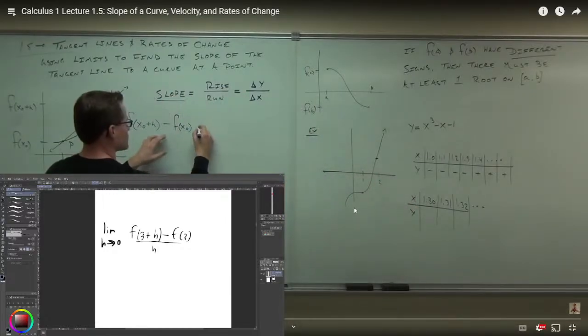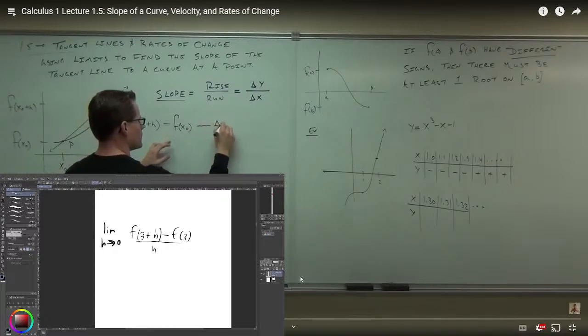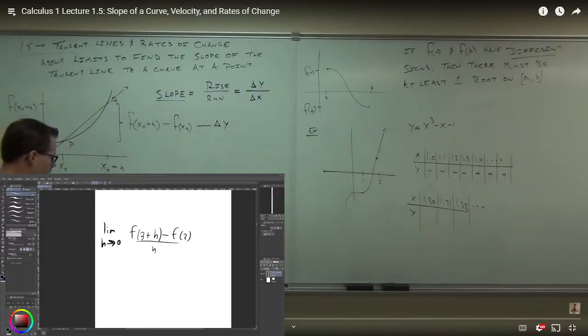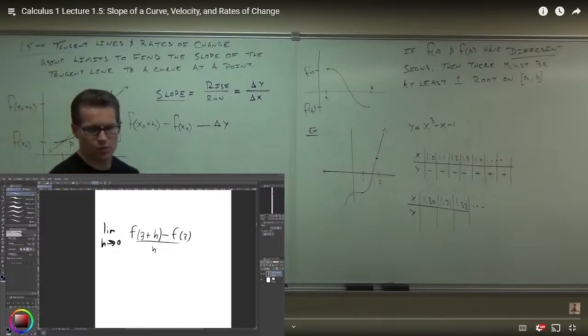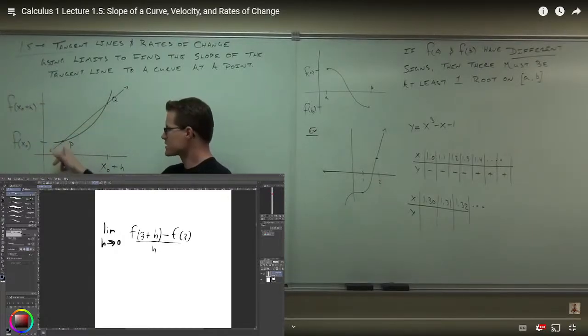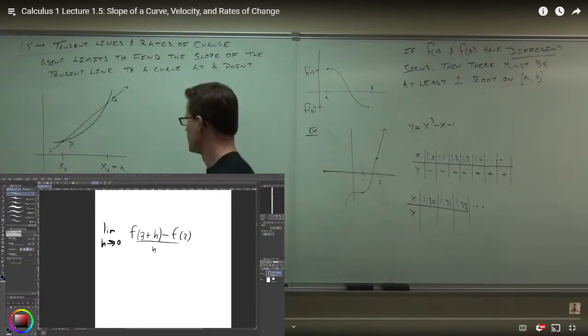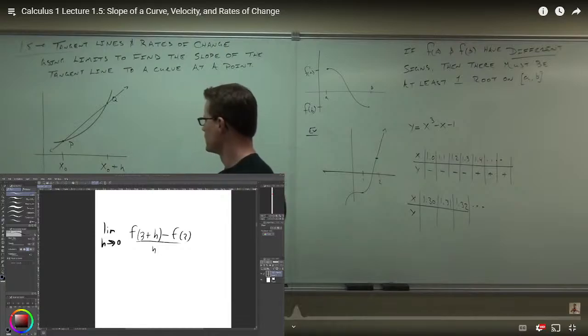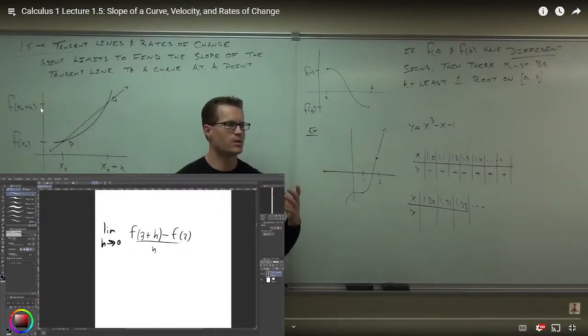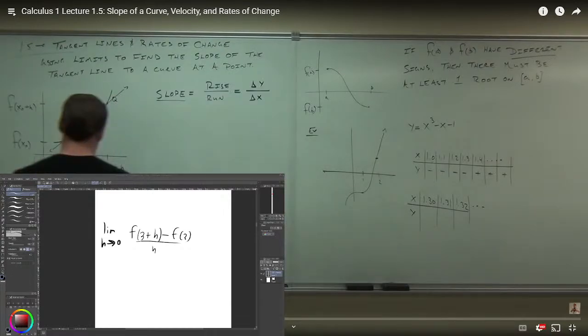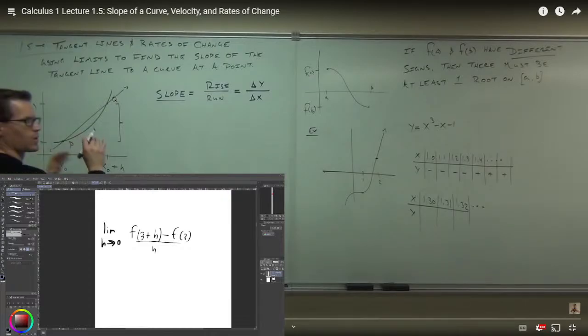So this right here is our delta y. This right here is our delta x. So this is our point, variable. What was the other point that I used? Q. Yes, points P and Q. P is at x sub 0, Q is at x sub 0 plus h. Well, we need how many points to make a line? Two. So rise over run.